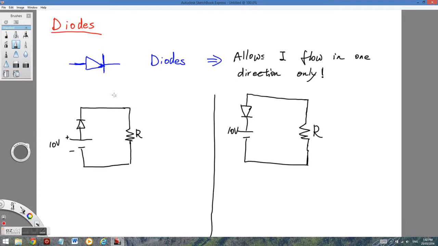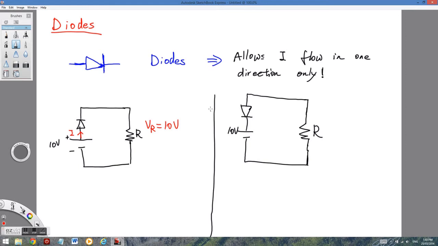Look at this circuit here. What's happening is the current will flow from the positive to the negative. In this circuit, the current flows through the diode because the diode is positively biased, forward biased, and it travels through the resistance. The voltage across this resistance will be 10 volts.